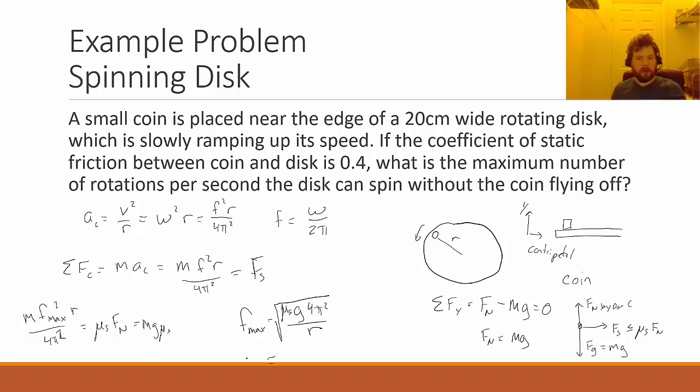Now if I plug in my numbers to see what that actually works out to, I get the square root of 4 pi squared times 0.4 for mu, the coefficient of static friction for the disk, times g, 9.8 meters per second squared, over r, which is 0.2 meters. In base SI units, 20 centimeters is 0.2 meters. If I plug that all in, I get 1.0 per second. So it can spin up to 1 time per second before the coin would fly off.